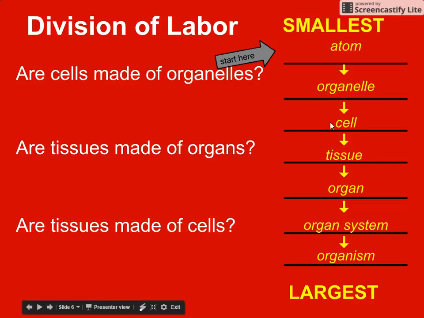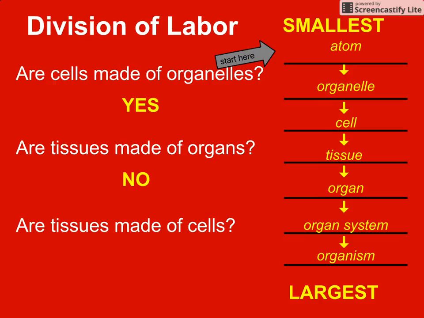So I really just wanted you to be able to understand that cells make up tissues. So just put it in context if you hear the word tissue on the unit exam. So yes, cells are made of organelles. No, tissues are not made of organs. Organs are made up of tissues. And are tissues made up of cells? Yes. And again, that's the big takeaway that I want you to get from this.